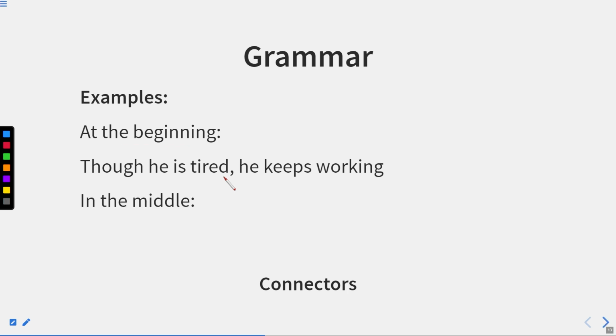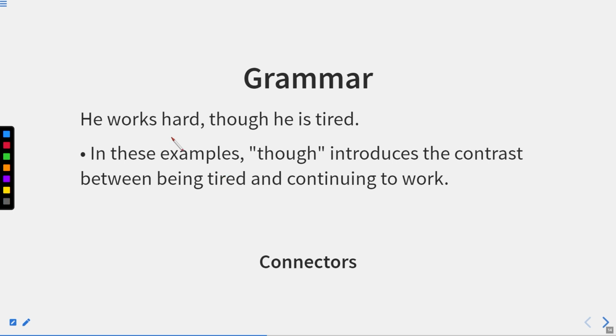Now, if it is in the middle of the sentence: He works hard though he's tired. So we can also use this word though in the middle of the sentence. Now, if it is in the middle of the sentence, the comma which is required is just before the clause of it.